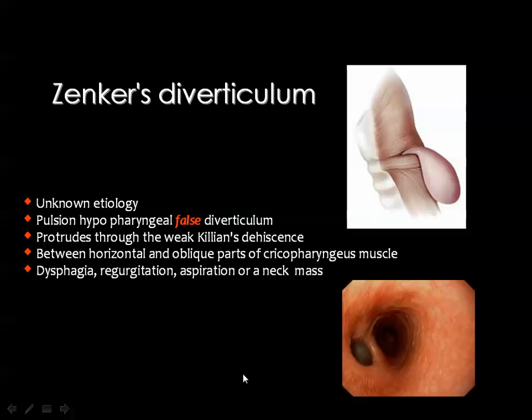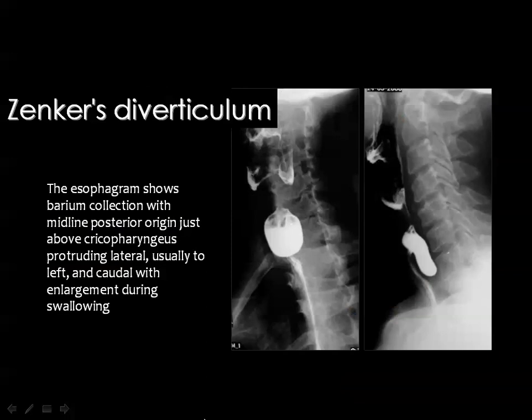pharyngeal constrictor muscles, and you can see the typical location posterior to the upper esophagus. And this is a barium swallow, and you can see this is the typical appearance of the diverticulum in the upper esophagus or in the lower part of the neck, and the diverticulum is continuous with the lumen of the esophagus.